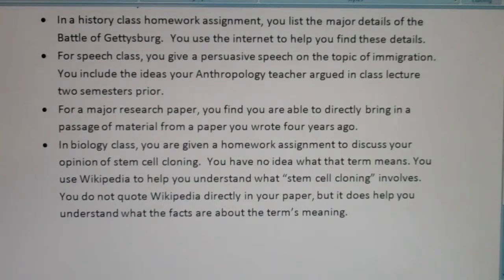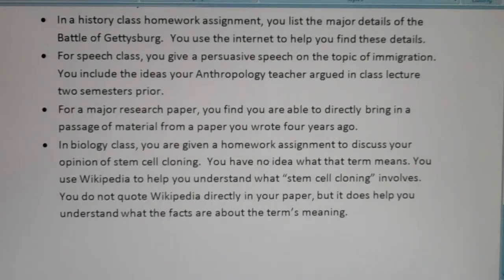The last example goes to something that some students are surprised about as far as Wikipedia. Now, in this example, you're given a research topic that you don't really know anything about, such as stem cell research or stem cell cloning. If you have no idea what that word even means, then before you start finding sources about it, you probably will need to do some very basic research as far as getting a general grasp of the issue itself before you go into the more advanced ideas.